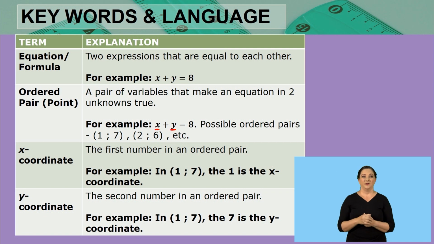The x-coordinate is the first number in an ordered pair. So for example, if I have an ordered pair of 1 and 7, then the 1 is the x-coordinate because it is the first one that comes up there in our ordered pair. And then the y-coordinate is the second number in an ordered pair. So in the pair 1 and 7 again, the 7 would now be the y-coordinate. Why? Because it is the one that comes second in that ordered pair.